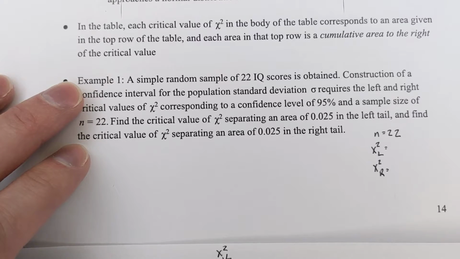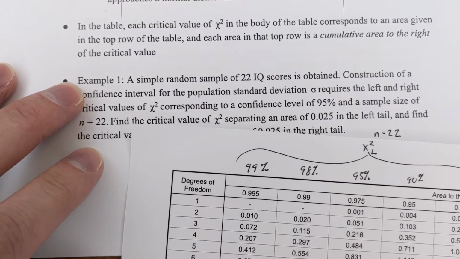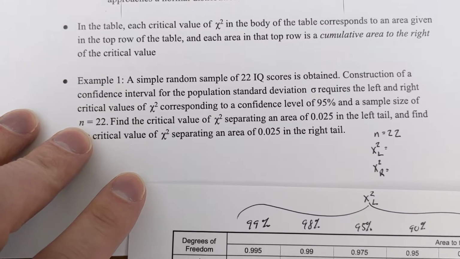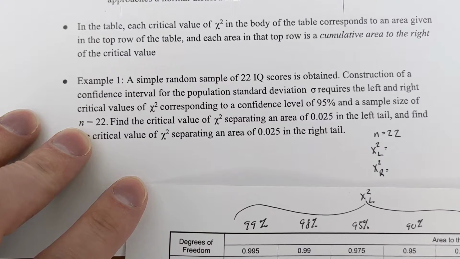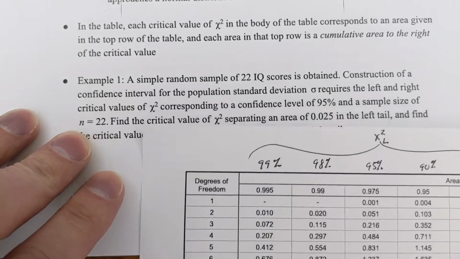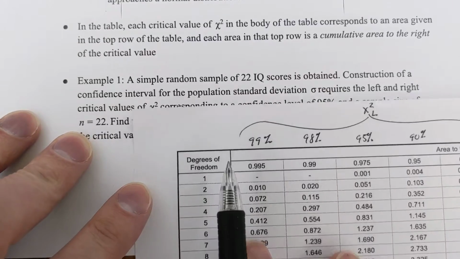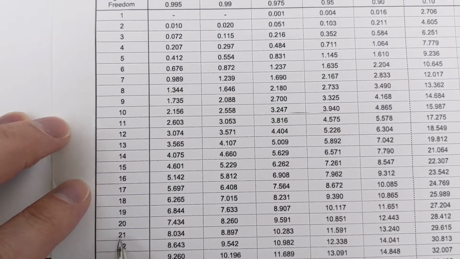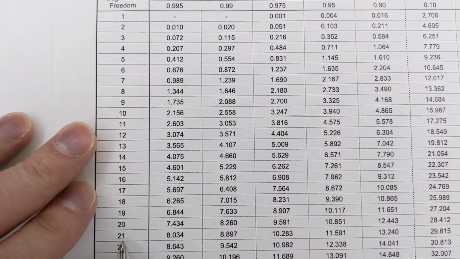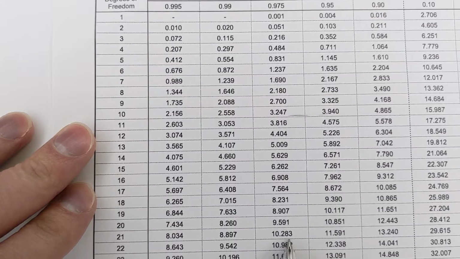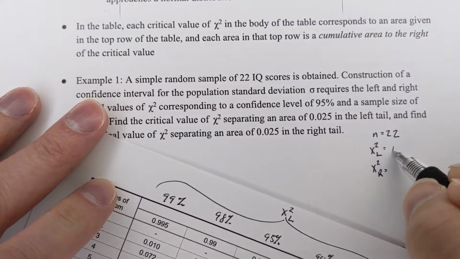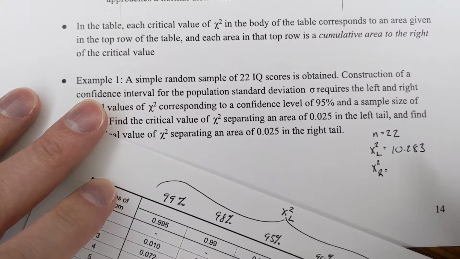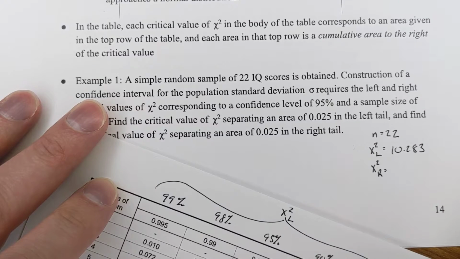Okay, so let's see here. I want my chi-squared values. So chi-squared L: our n is 22, so our degrees of freedom is always one less than that. So I'm going to go to row 21, just down here. And then the 95% is actually the third column, so 10.283 would be my left value.